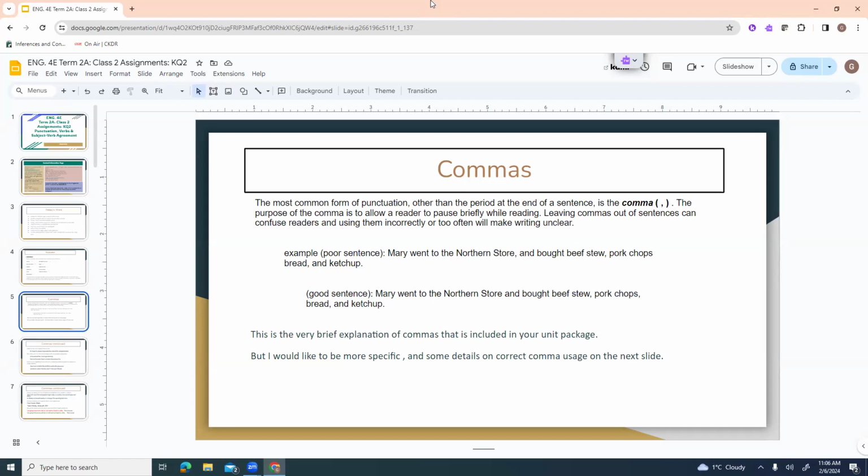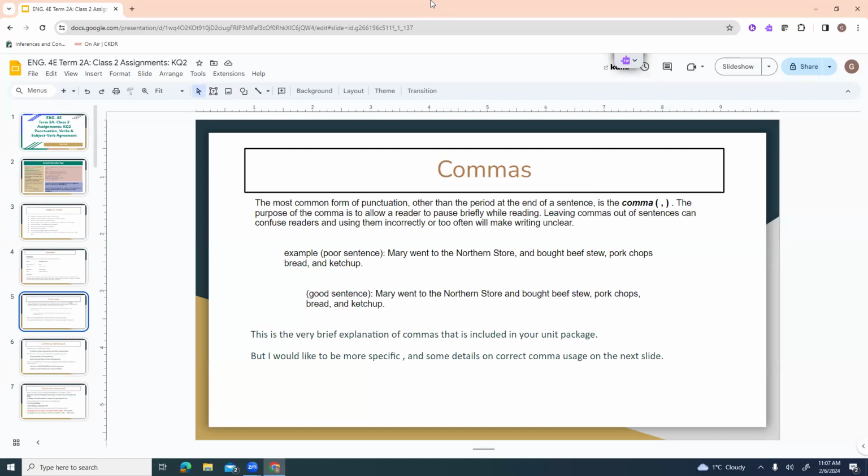So, example, we have Mary went to the northern store and bought beef stew, comma, pork chops, bread, and ketchup. Okay. I don't like this sentence at all. But anyways, one of the reasons why it just makes sense is there's no comma between pork chops and bread. So it sounds like she bought some sort of weird food that was like pork chop bread, like bread with bits of pork chop in it or something. So that doesn't make a lot of sense.